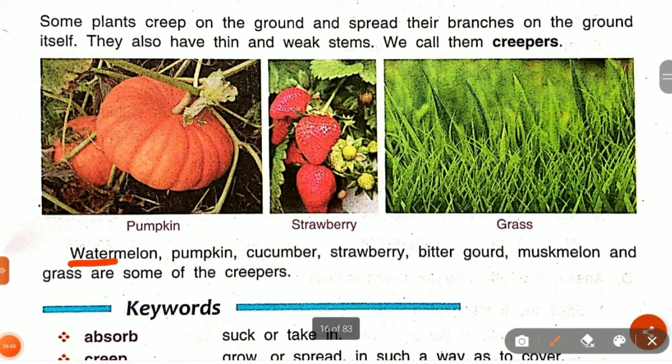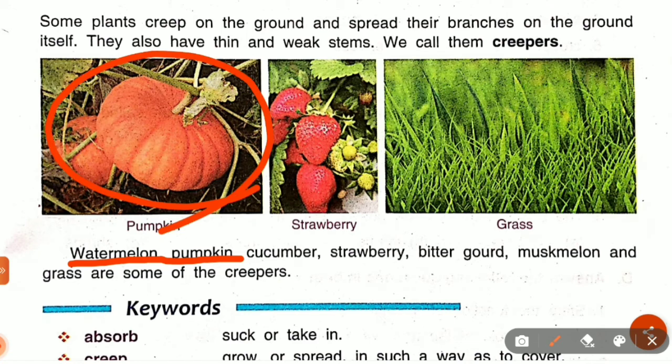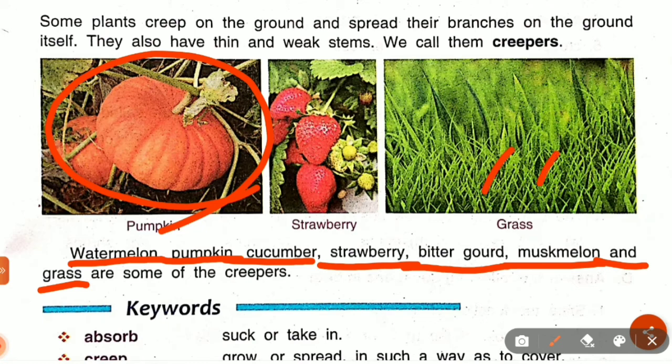See, watermelon. You know how big a watermelon is, right? Have you all eaten watermelons during summer? Now summer is coming, right? Everyone eats watermelon. Pumpkin. See how big the pumpkin is. Cucumber, strawberry, bitter gourd, muskmelon and grass. See grass, it's very thin, right? Can grass grow tall? It cannot grow tall. So grass are creepers.